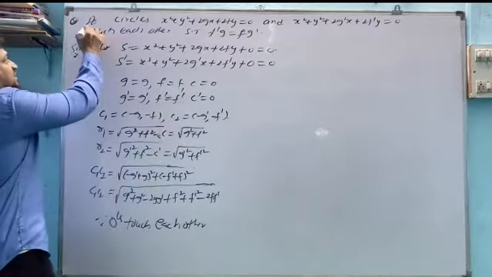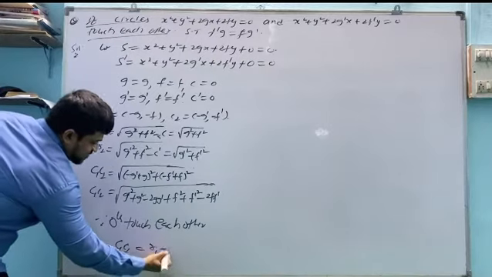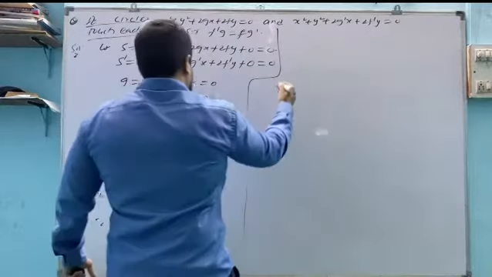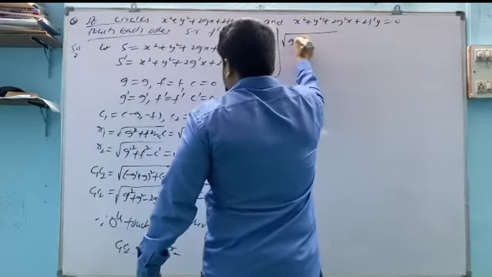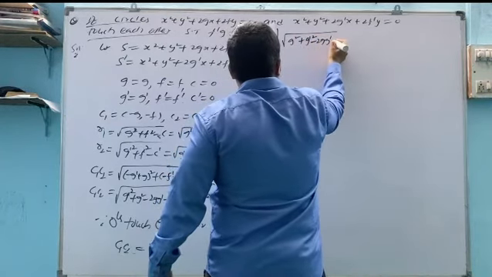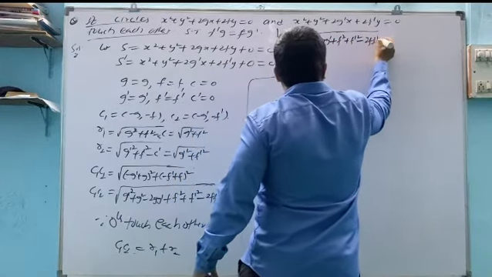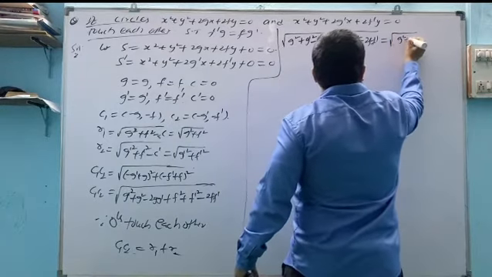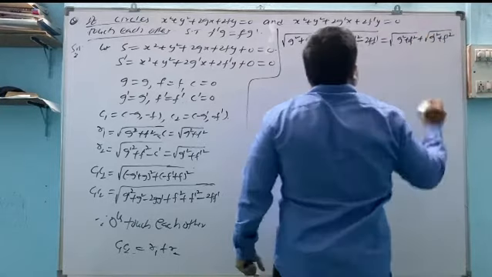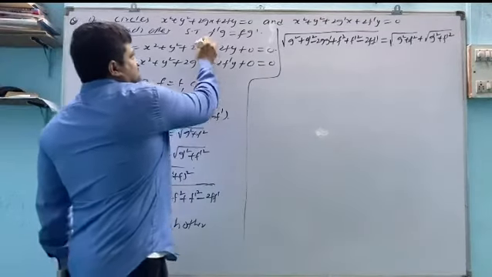They have already mentioned that the circles touch each other, so we have to use the condition now. The condition is c1 c2 equals r1 plus r2. So the c1 c2 distance is root of g square plus g dash square minus 2g g dash plus f square plus f dash square minus 2f f dash, equals r1 plus r2, which is root of g square plus f square plus root of g dash square plus f dash square. We have to square both sides, and after simplification we will get the answer.